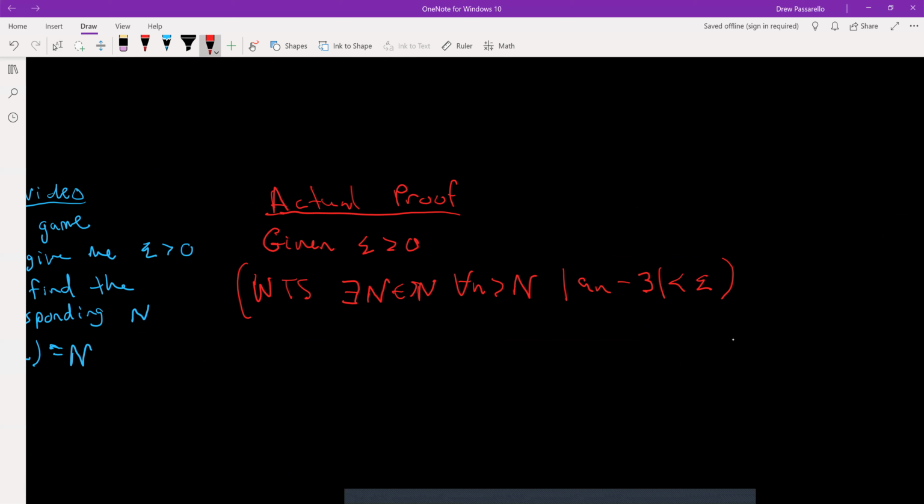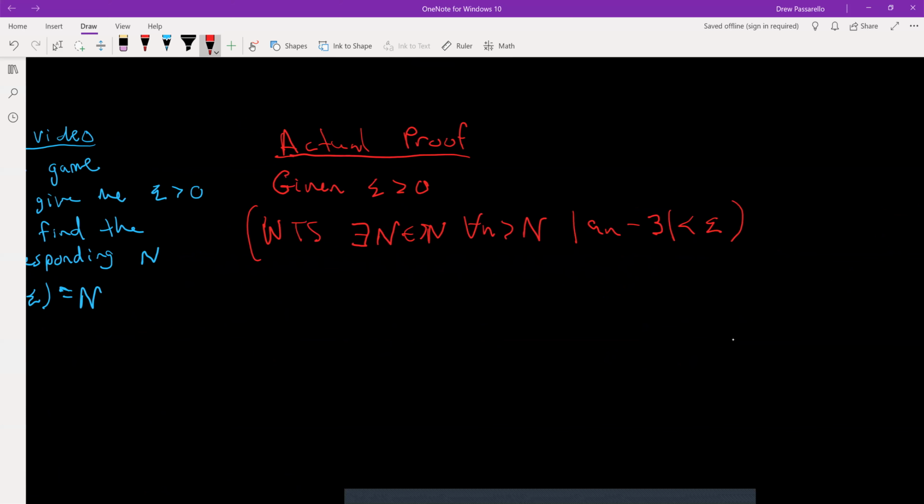All right, so we're given epsilon greater than 0. So I claim that by the Archimedean principle, there exists an N so that this capital N is bigger than 1 over epsilon. Well, then that means that we have 1 over capital N less than epsilon.